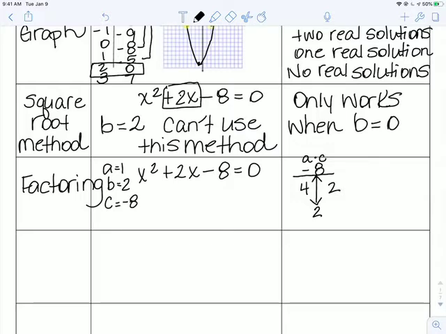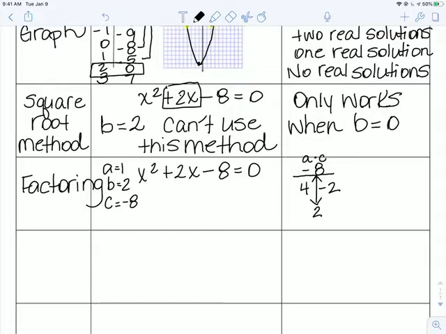And I want to be able to add them to get a positive 2, but to multiply them and get a negative 8 out of it. So it would work if my 2 was negative. 4 times negative 2 would give me the negative 8, and 4 minus 2, or 4 plus a negative 2, would give me a positive 2.